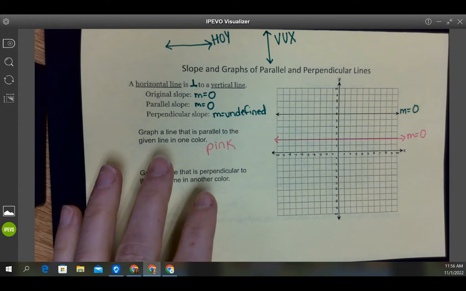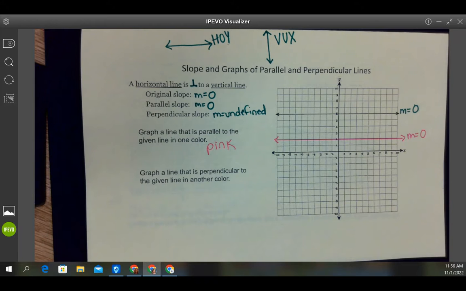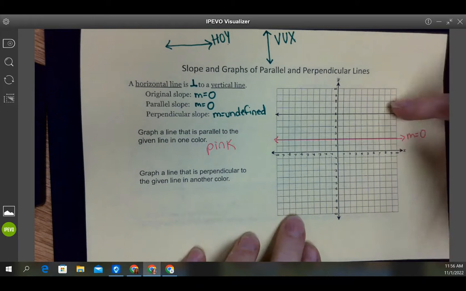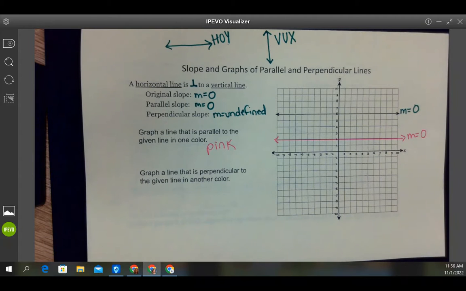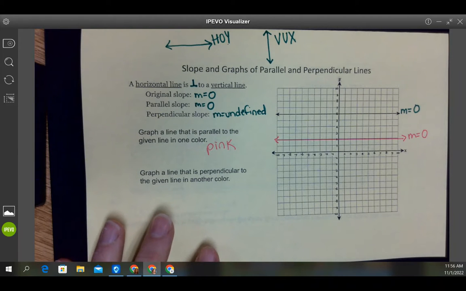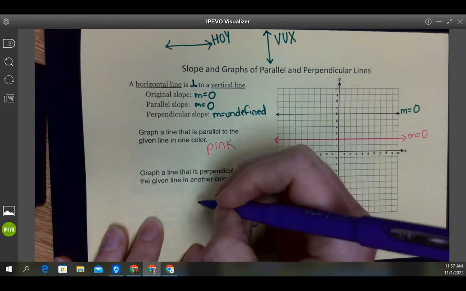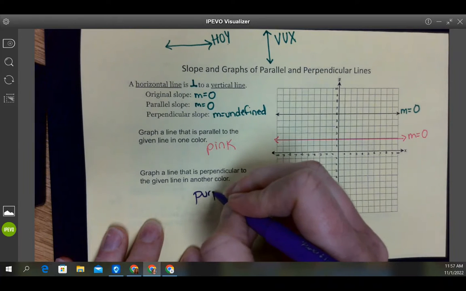So two lines that are parallel to each other will look the exact same, have exact same steepness, or if they're 0, they'll both be 0. Graph a line that's perpendicular in another color. So perpendicular is going to be vertical. I'm going to put mine in purple.